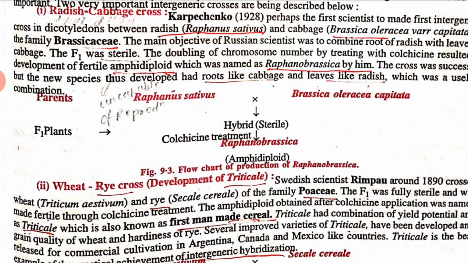a hybrid and sterile, meaning again it is unable to reproduce. So again we will give the treatment, and that treatment will give us a result known as amphidiploid. So this is the example of radish and cabbage.